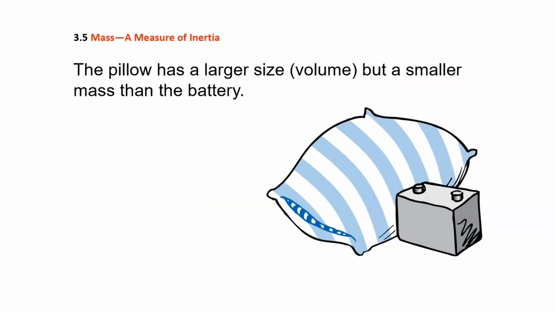All right. So we have a pillow and a battery. The pillow and the battery have very different masses, they have very different inertias. So the pillow has a larger volume, but still has a smaller mass. And so if you were to kick that car battery or kick that pillow, the pillow would be much easier to kick. I do not recommend kicking a car battery, especially since it has acid in it. We don't want to spill acid everywhere, and you'd probably break your foot because it has lead in it as well. It's pretty dense.